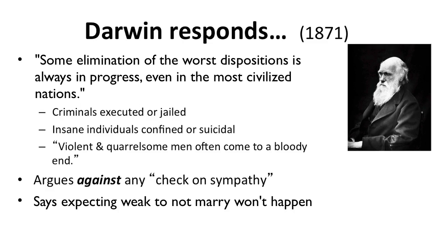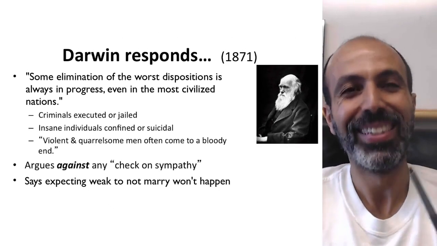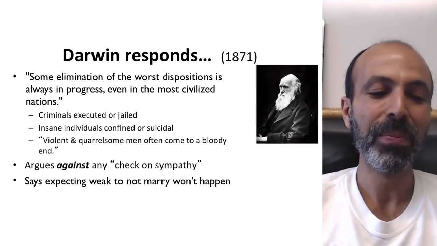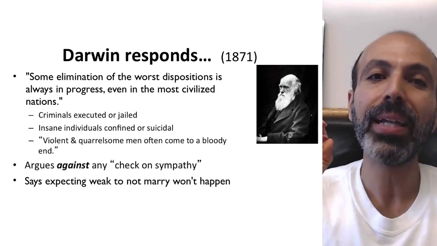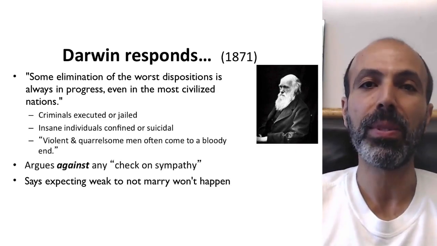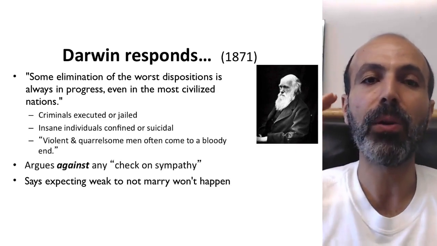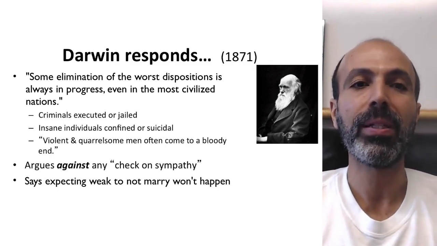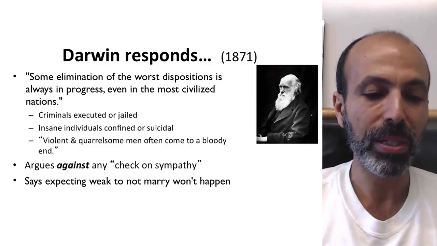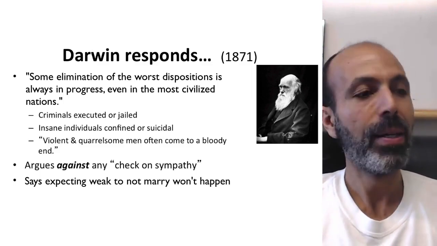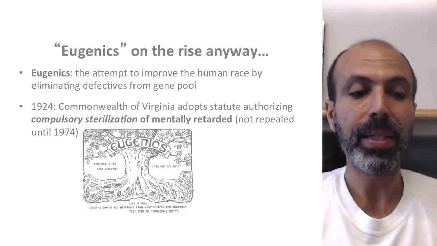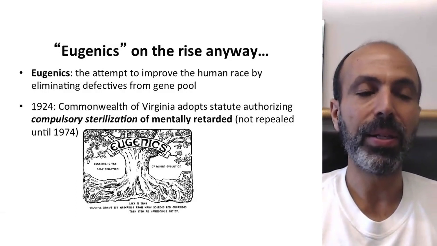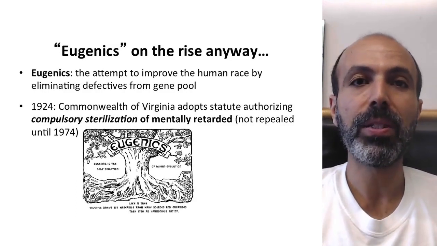And this was a great quote: "Violent and quarrelsome men often come to a bloody end," which clearly would limit their ability to reproduce. But he very strongly argued against any, what he referred to, check on sympathy. So not anything where we actually try to prevent particular people from breeding or hold back medicine or anything like that. And he says expecting the weak to not marry just won't happen. Nonetheless, this idea of eugenics was on the rise around these times, and this continued well into the 20th century.